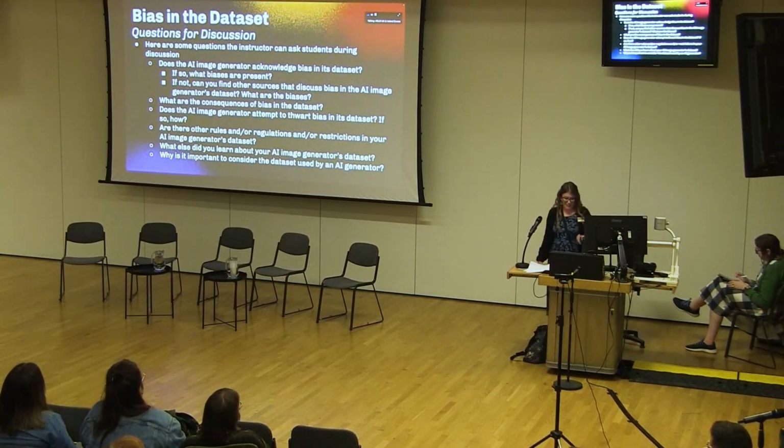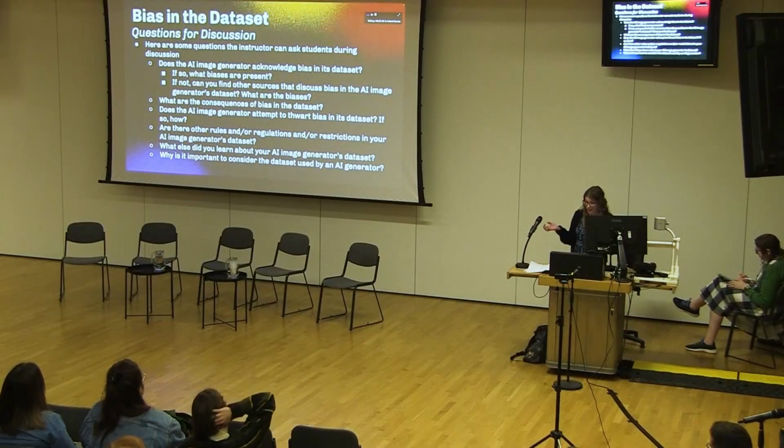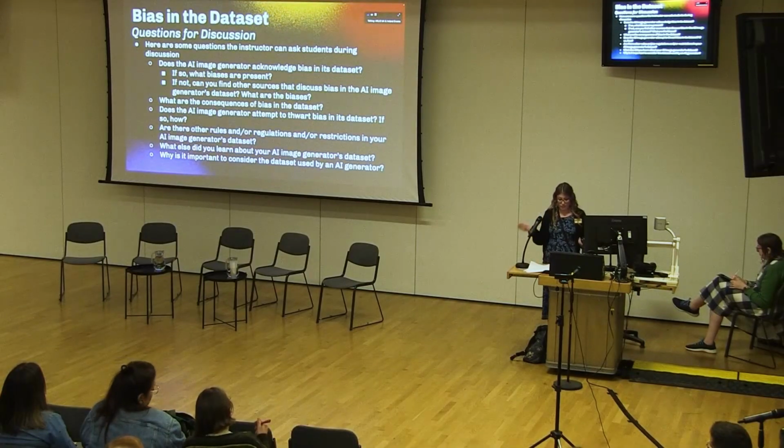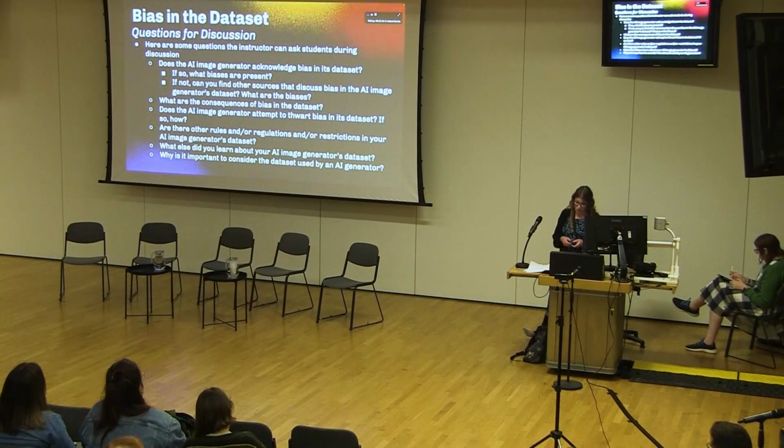So here you can see some potential questions for discussion. So does the AI image generator acknowledge bias in its data set? If so, what biases are present? If not, can you find other sources that discuss bias in the AI image generator's data set? What are those biases? What are the consequences of bias in the data set? For example, DALL-E took out all sexualized images, so now they have fewer images of women.